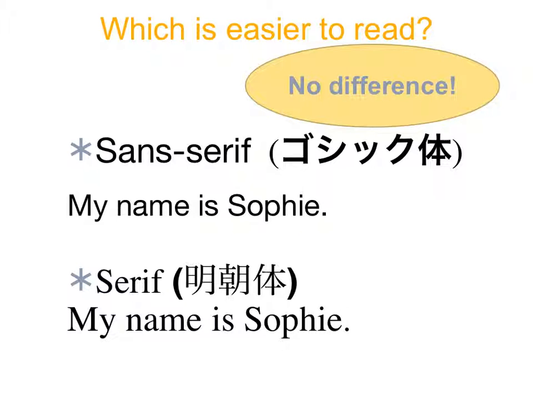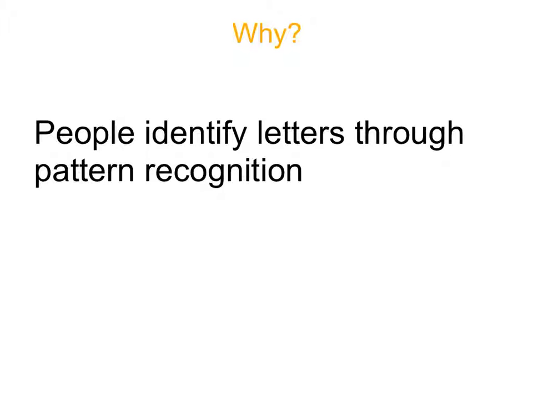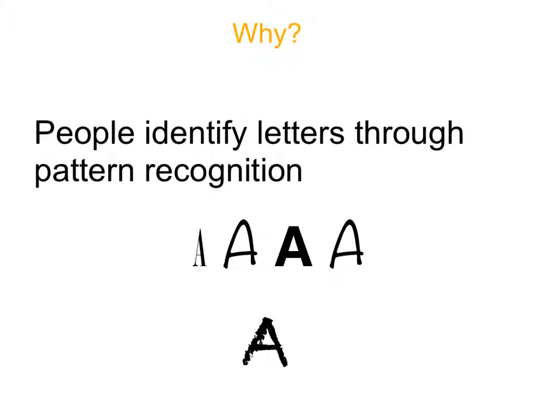Actually, there is no difference. Why? People identify letters through pattern recognition. Here is a series of A. Here's another type of A. And you can recognize this letter because you are recognizing the pattern, which is 1 up, 1 down, 1 across. Here is the pattern, right?